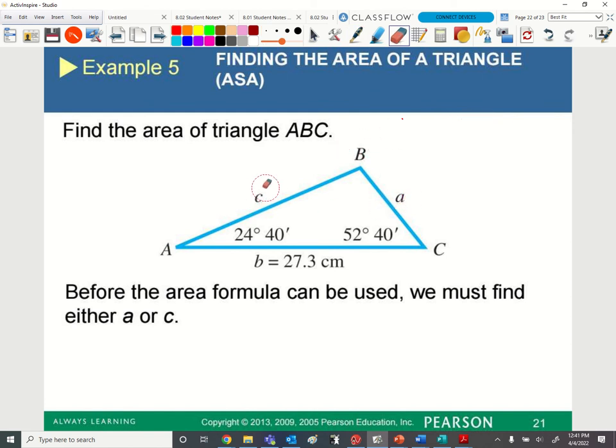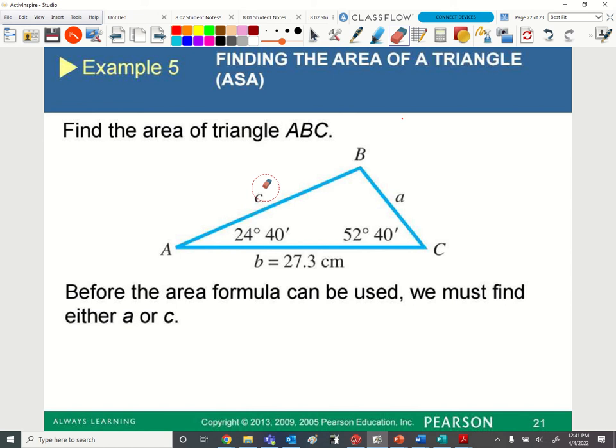Now let's go ahead and use little a. I'm going to solve for little a. But before I can solve for little a, I need to solve for big B though. All three angles in a triangle add up to what? 180, right? All three angles in our triangle add up to 180. So let's go ahead and find big B.